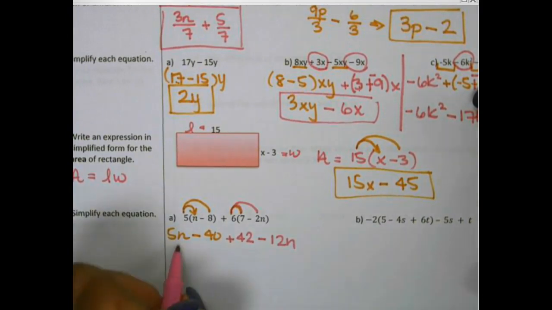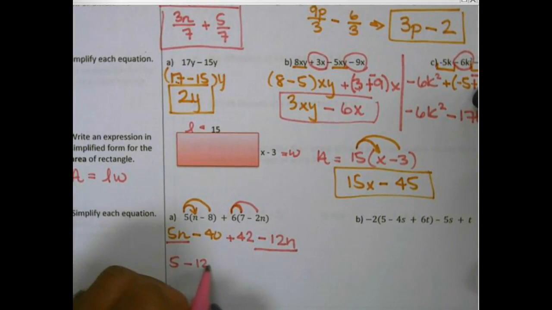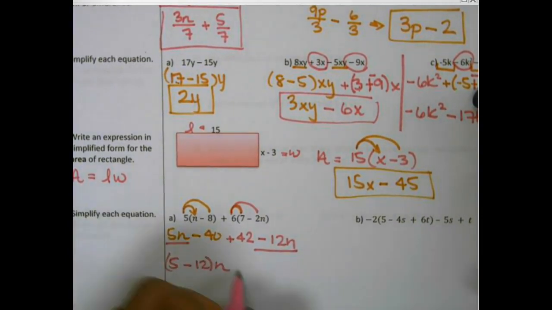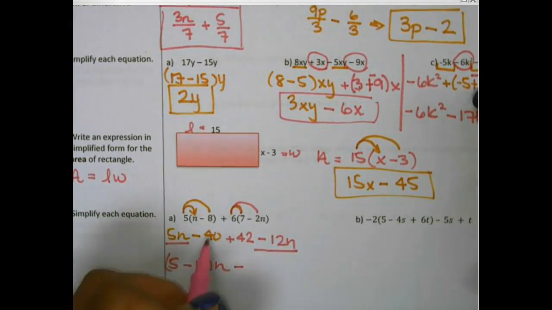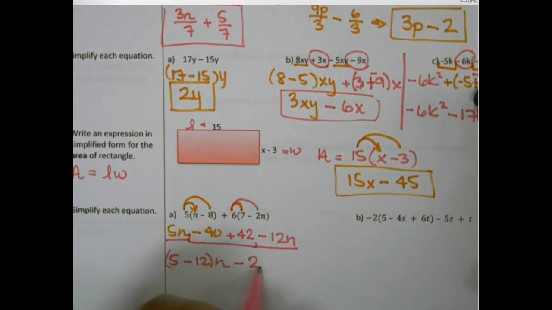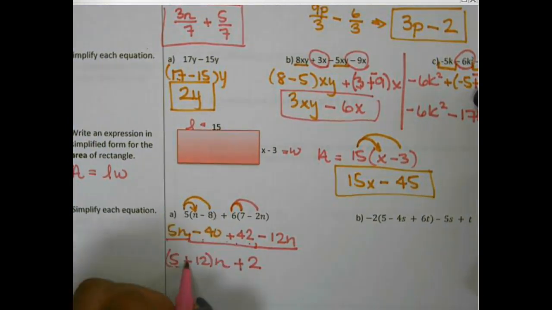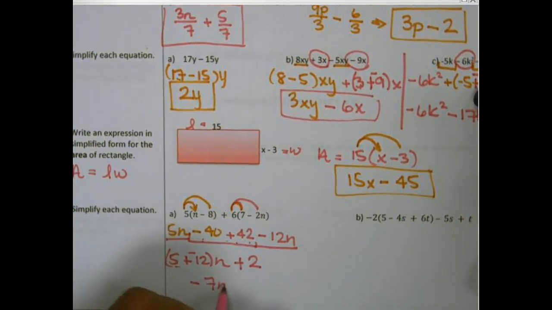Like terms, 5 and negative 12. 5 minus 12 n. And then I have negative 40. What is this going to give me? Negative 40 plus 42. The signs are different, so I'm going to subtract the numbers and get 2. And I want to keep the sign of the bigger number, so positive. And then these two, when I add them up, adding the opposite, I have negative 7n. I'll just bring down that plus 2.